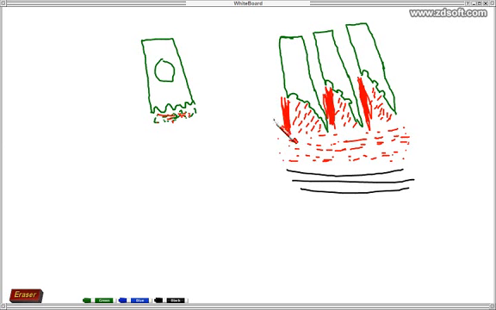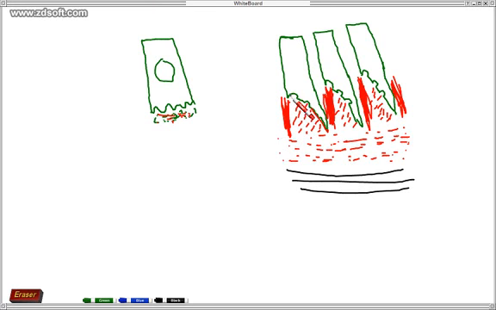And this is called a pit. This Tomes process is inside the pit. Here will be the adjacent one, again the same case. So this is called your interrod enamel.